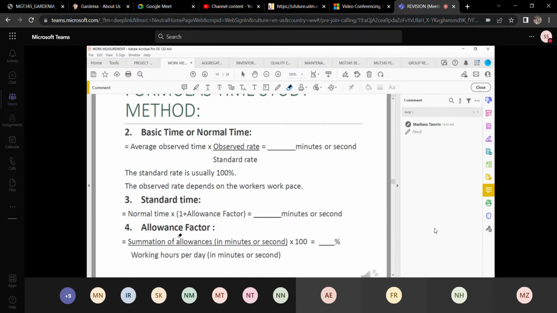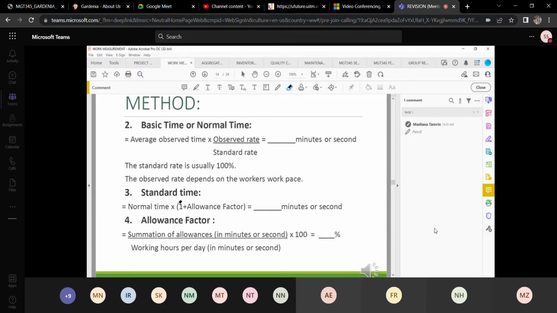Okay, number 4, the allowance factor. How to find the allowance factor? Kalau dah bagi dalam bentuk percentage, you tinggal ambil. Tapi kalau allowance given is in minutes or seconds, you have to convert it to percentage. So how do you do it? Summation of allowances, either in minutes or seconds, you divide by the number of working hours per day. So you kena tahu berapa jam you bekerja satu hari dan jam tu you kena tukarkan kepada minutes or seconds depending on the question given. Don't forget to multiply with 100. Allowance factor must be in percentage.